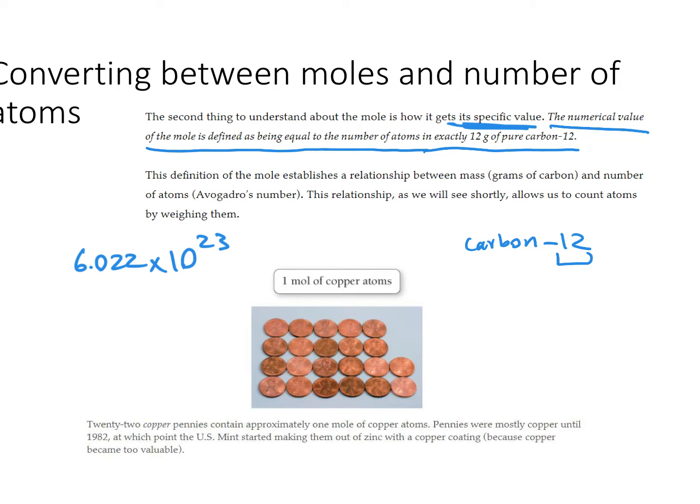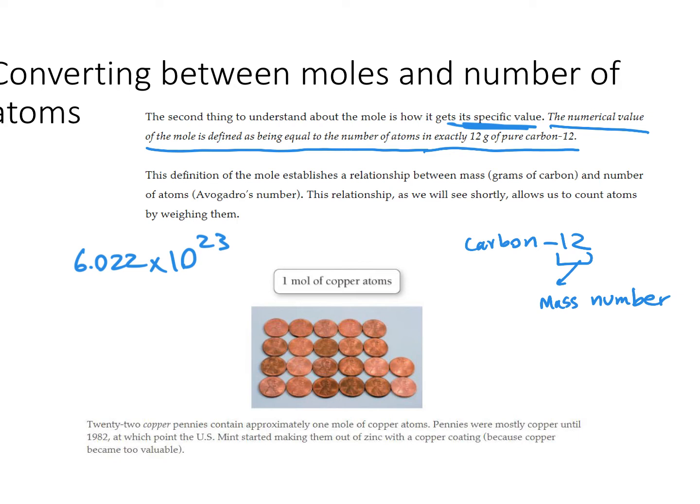Any ideas? Anyone? Mass, yes. So this is its mass number. Do you remember that we had different isotopes of certain elements? What was an isotope? Anyone?